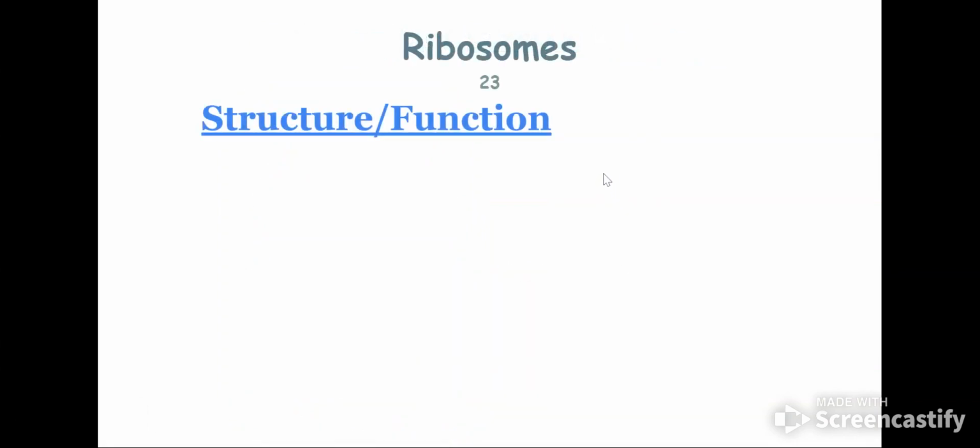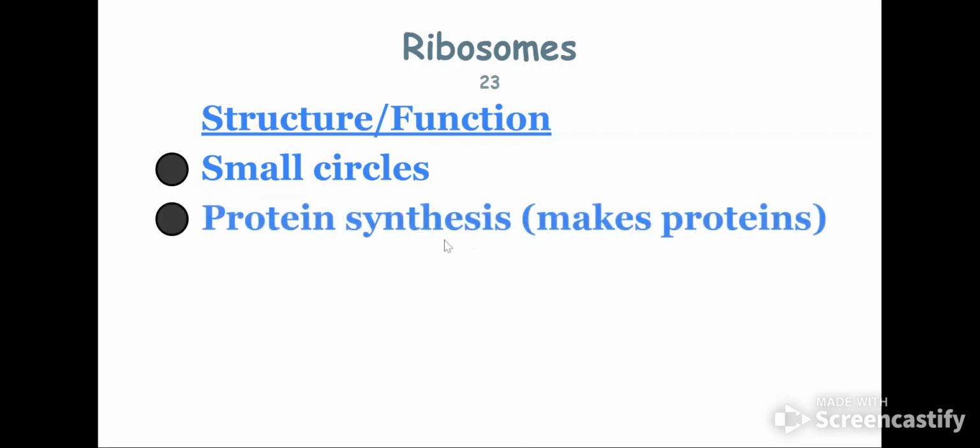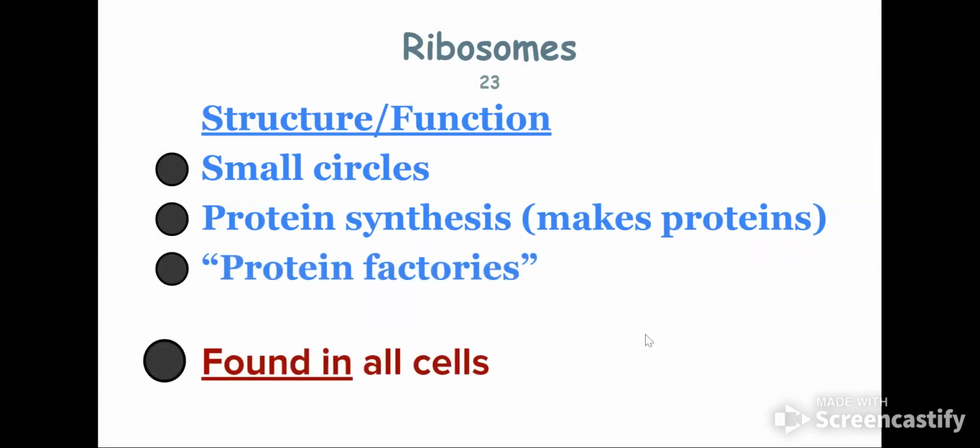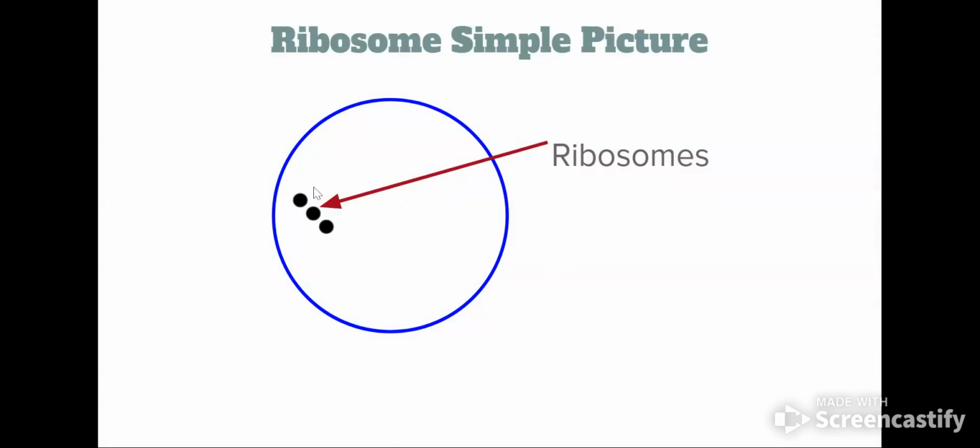Ribosomes are just tiny little circles when you see a picture of a cell. Their job is protein synthesis, meaning their job is to physically make the proteins. So we consider these protein factories. And they're found in all cells. Remember, all cells' main goal is to make proteins. So both prokaryotes and eukaryotes need ribosomes. Simple picture, you have a cell, a bunch of little dots are your ribosomes.